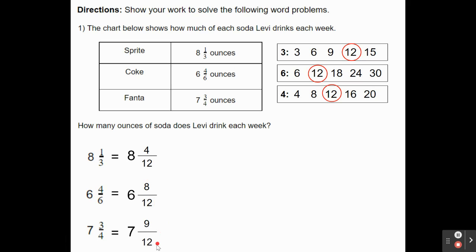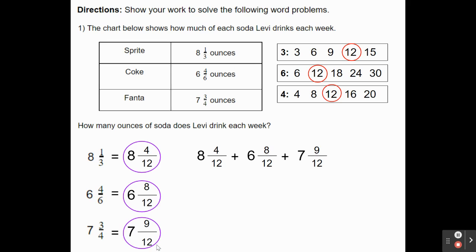Now we can add together all of these mixed numbers. So we have 8 and 4/12 plus 6 and 8/12 plus 7 and 9/12. Let's start by adding the fractions first. We're going to add 4/12 plus 8/12, which is 12/12, plus 9/12 is 21/12. Now we can add the whole numbers in front. 8 plus 6 is 14, plus 7 is 21. So we have 21 and 21/12.